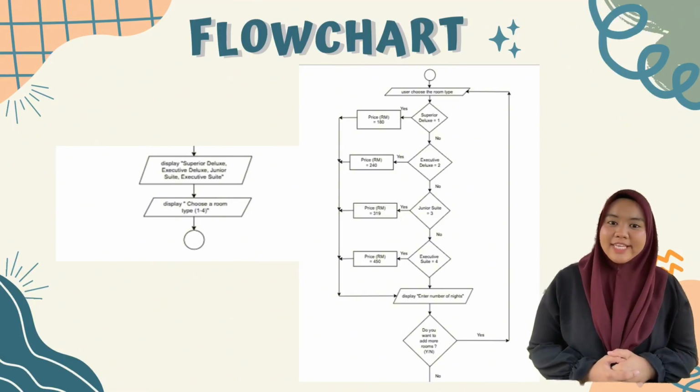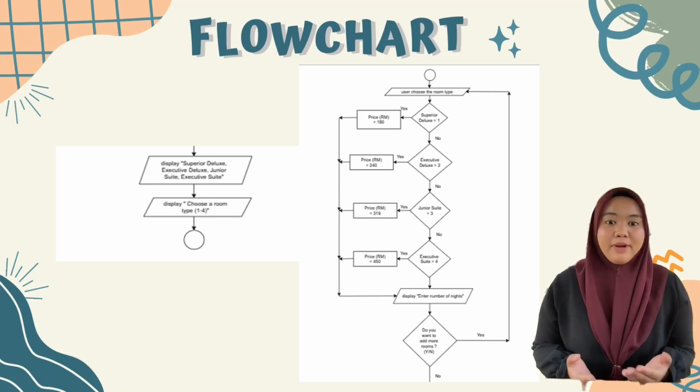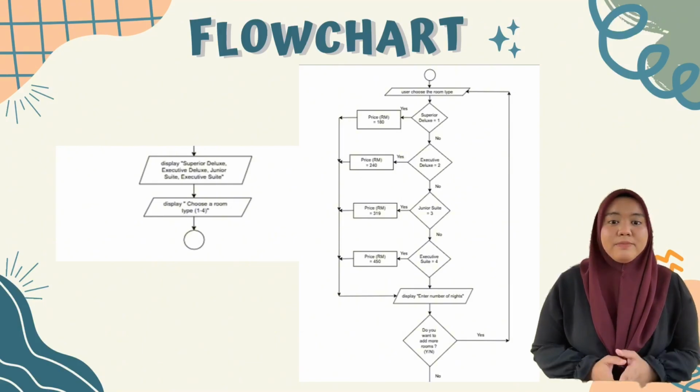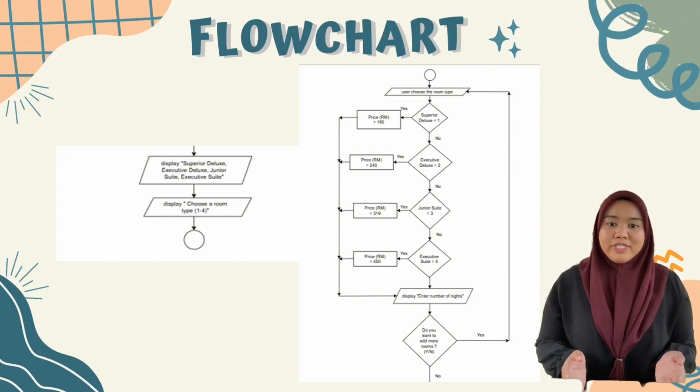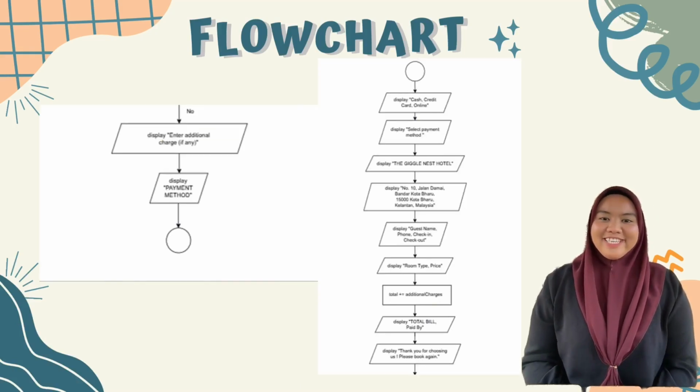The system checks the selection and assigns the corresponding price to the variable price. Then, the system asks for the number of nights the room will be booked. Guests can also choose to add more rooms if required by entering Y or N. Finally, we move to the payment and finalization process.